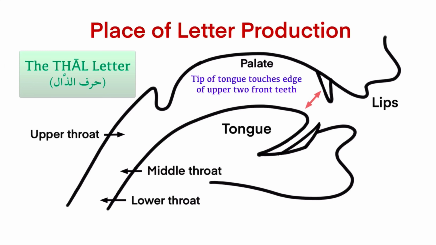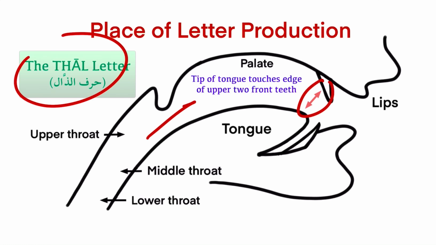In this diagram, we see where the letter is produced in the mouth. It is produced in this zone where the tip of the tongue touches the edge of the upper two front teeth. So again, the tip of the tongue touches the edge of the upper two front teeth. Try it yourself. THAL, the, the.